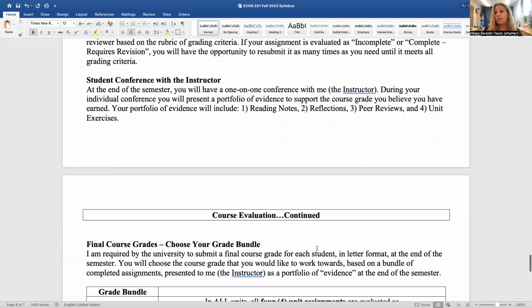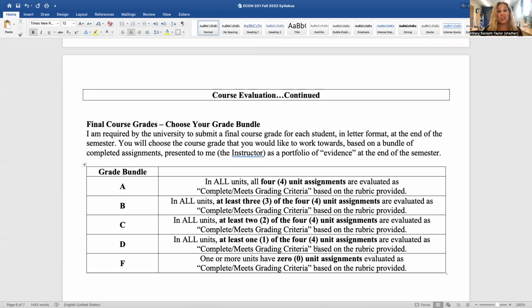Here are the guidelines for final course grades. You actually get to choose your course bundle. I want you to think hard about the amount of time, energy, and resources that you have this semester and what you're able to give to this class. Based on that, you're going to choose a course grade bundle that is associated with a certain number of assignments complete and that meets grading criteria each unit. So remember, I said each unit has 4 possible assignments: reading notes, a writing reflection, peer review, and quantitative exercises.